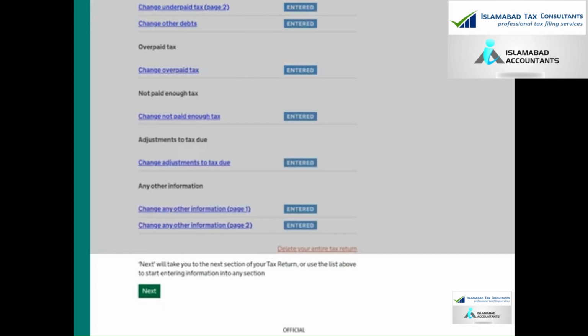Selecting Next at the bottom of the page takes you to the next section you need to fill in. After tailoring your return, this is normally your main types of income. For example, employment, self-employment, or UK property income.